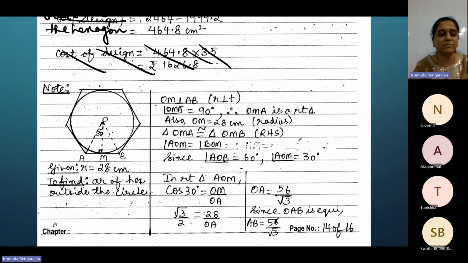A and B are points not on the circumference, outside the circle. So OA, OB, not radius. That is why OM. M is the point of contact of the tangent AB with the circle. Okay, so we joined OM. When you join the point of contact and the center of the circle, that's a radius, right? And that radius will be perpendicular to the tangent. That's how 90 degrees.